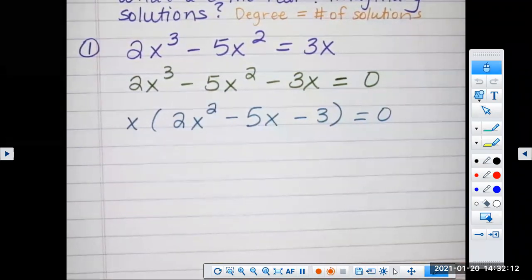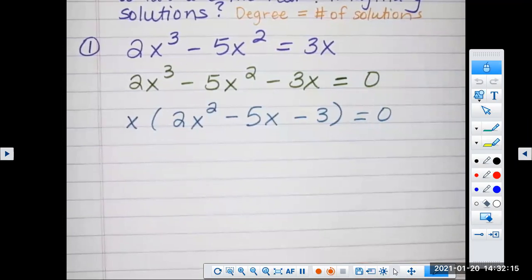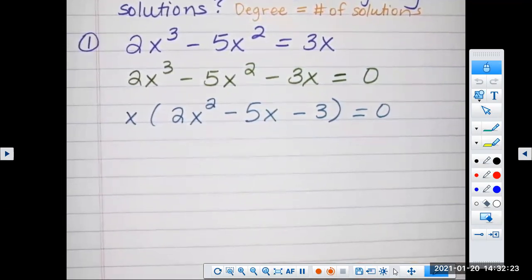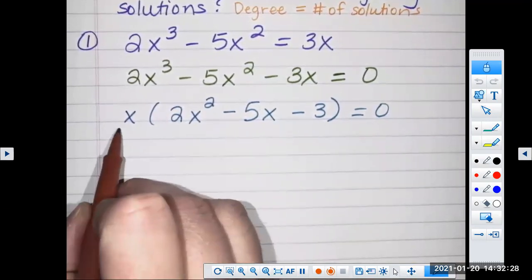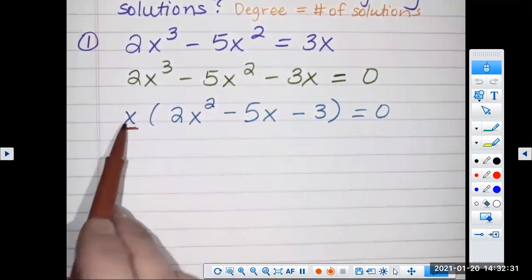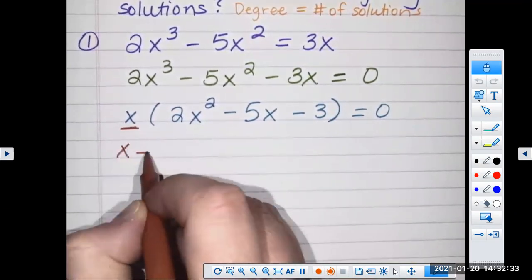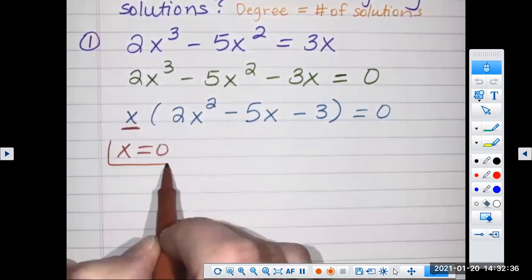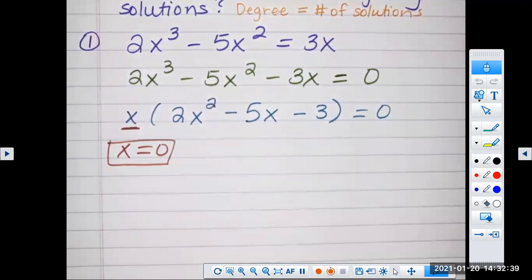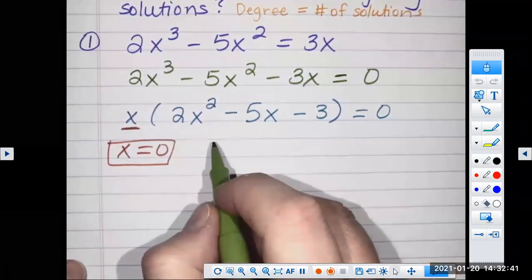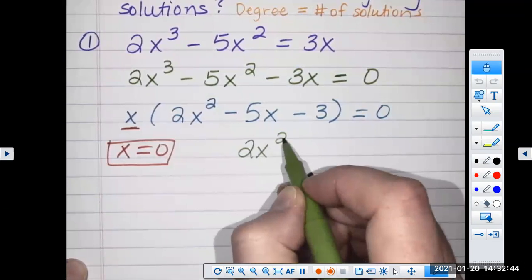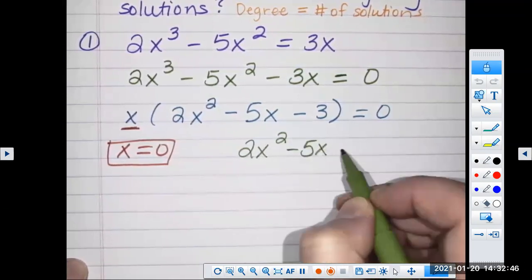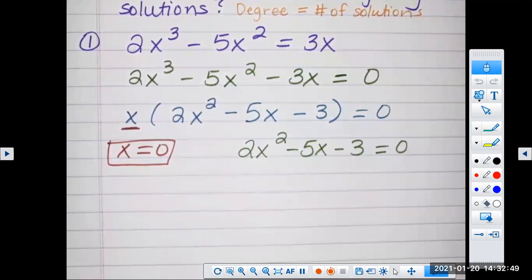So that'll leave you with 2x squared minus 5x minus 3. Okay, you factor it and set it equal to 0. We already can clearly see one answer. X is a factor, so x equals 0. That's one of your answers. Your other answer is going to come from setting 2x squared minus 5x minus 3 equal to 0.